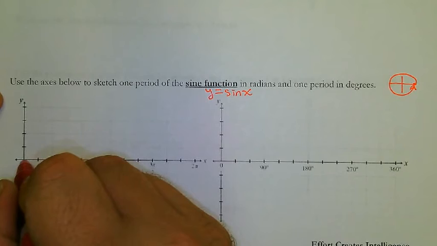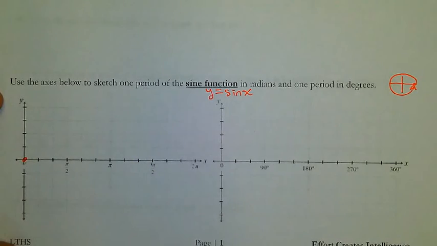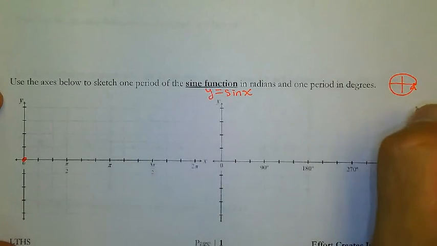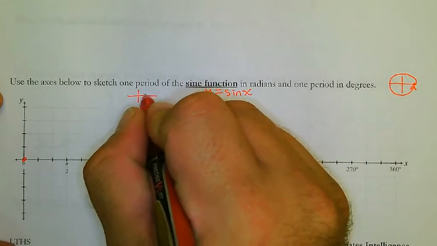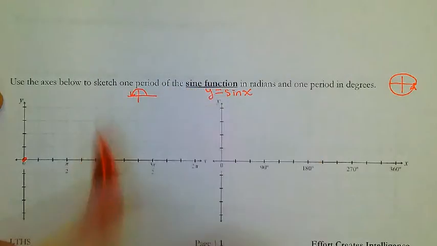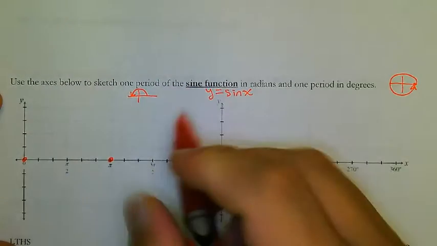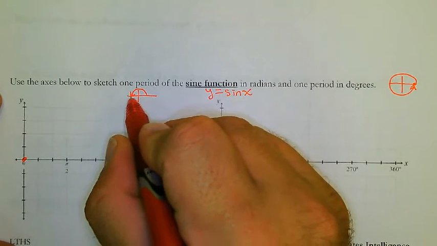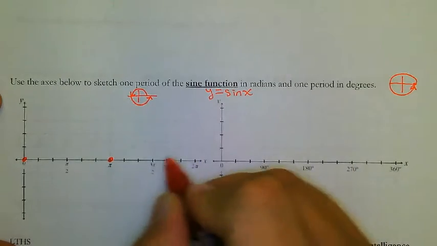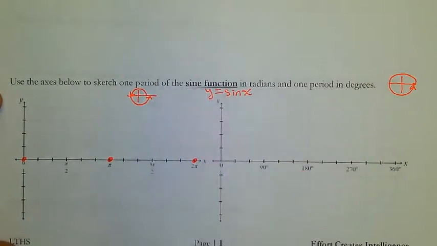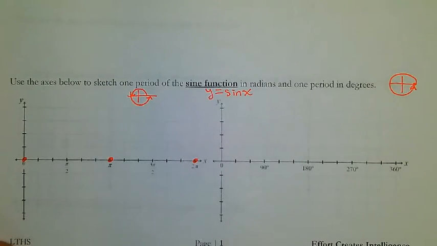And we know that if I start at 0 radians, my sine function is 0. And if I come all the way around to pi radians, my sine function will once again be 0, because the y value is 0, and then coming around at 2 pi, my function is going to be 0.